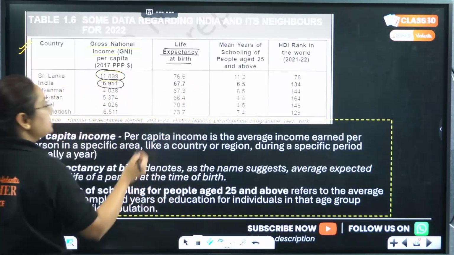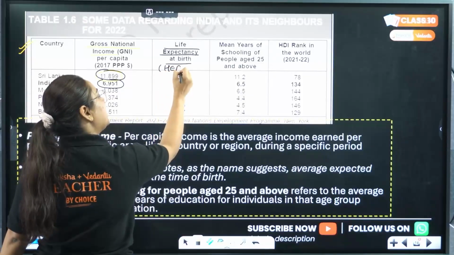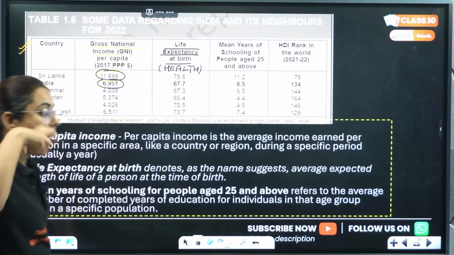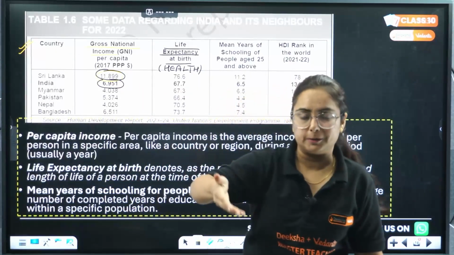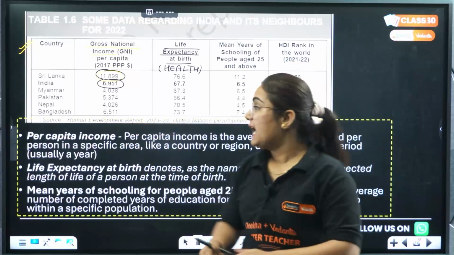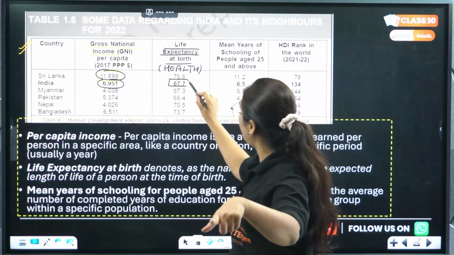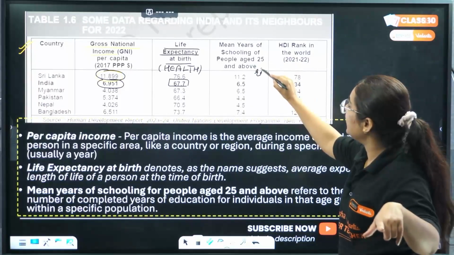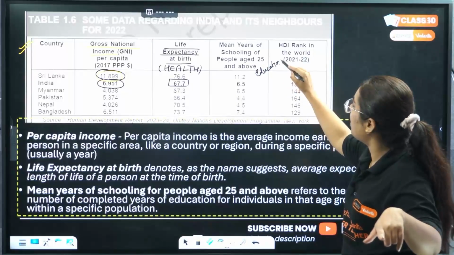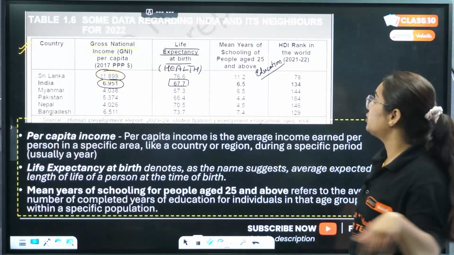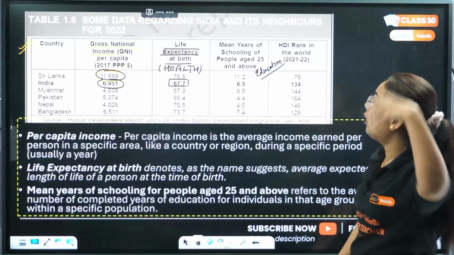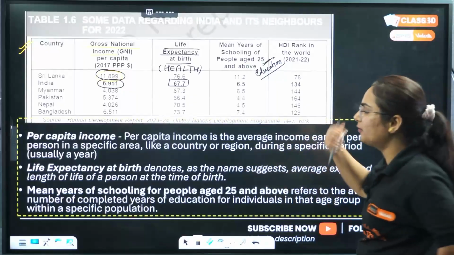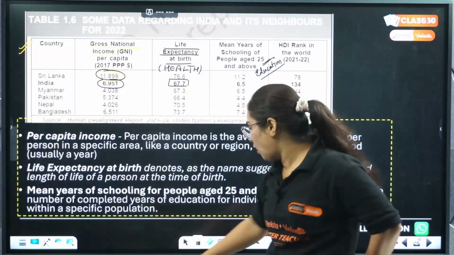So what is life expectancy at birth? Basically here the criterion is about health. Life expectancy at birth means how long a person lives after birth, the longevity of life. Here in India it is 67.7. Mean years of schooling: here the criterion is education. What is the mean years of schooling? How long you have been studying once you reach the age of 25 and above. After that we will calculate, because some people study for a long time too.